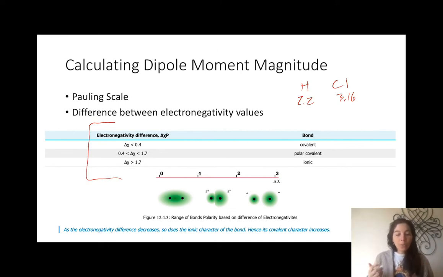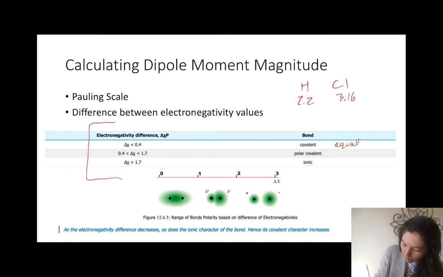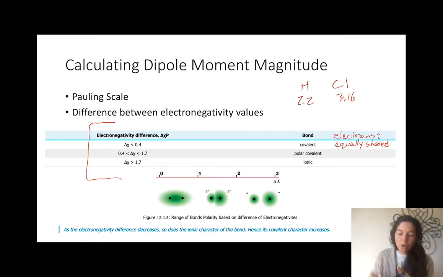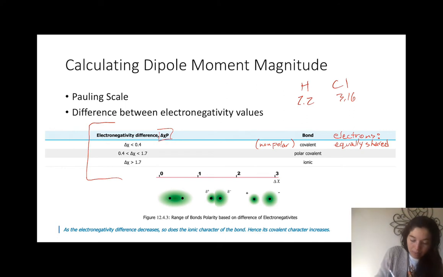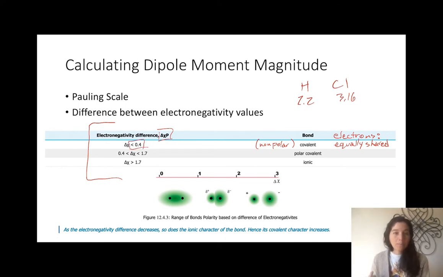If electrons are equally shared, we call this a covalent bond. This is what we consider nonpolar, essentially. If your electronegativity difference, which is represented in this chart by delta XP, is less than 0.4, then it's nonpolar. If your electronegativity difference is greater than 0.4 and less than 1.7, we consider this a polar covalent bond.